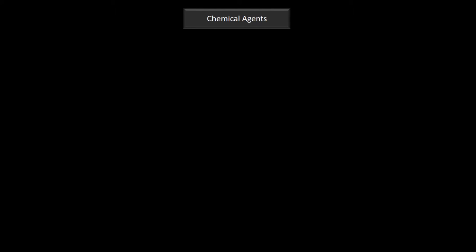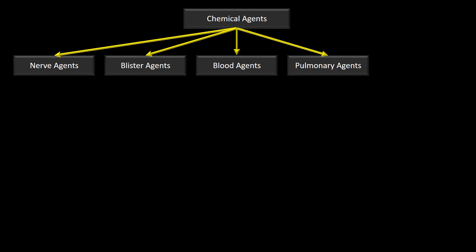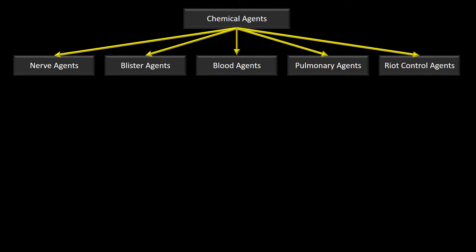So going back to our chemical agents, we had our nerve agents, we had our blister agents, we got our blood agents, pulmonary agents, and riot control agents. Let's get into the nerve agents specifically.